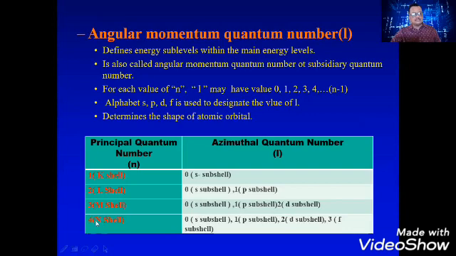For the fourth shell, N is equal to 4, that is the N shell, and when N is equal to 4, L will have value 0, 1, 2 and 3. L equal to 0 means S subshell, L equal to 1 means P subshell, L equal to 2 means D subshell, and L equal to 3 means F subshell. So the N shell, that is the fourth energy level, will have 4 subshells, S, P, D, F, designated as 4S, 4P, 4D, 4F. G subshell will not be present in the fourth shell, because for G subshell L will be equal to 4, and when N is equal to 4, the maximum value of L will be 4 minus 1, that is 3.